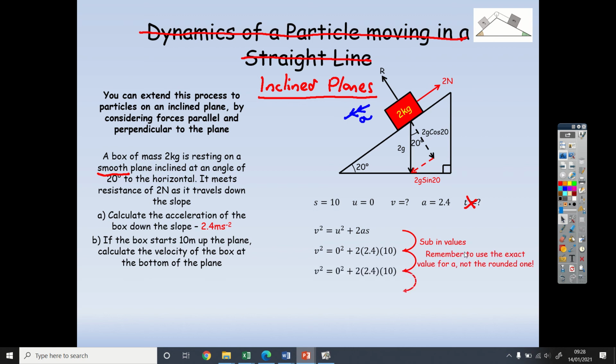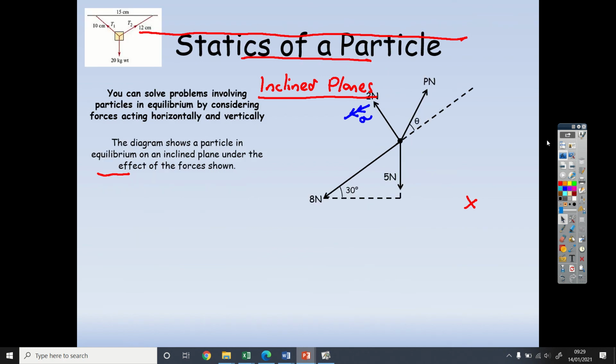Tidy up. And then V squared is 47 and a bit. Square root it, and V is 6.6 meters per second. Okay. So that's pretty much what you typically get in a question. We are going to start to add in some more forces to this picture, and then we're going to do friction after that. Okay, let's have a look at one more.